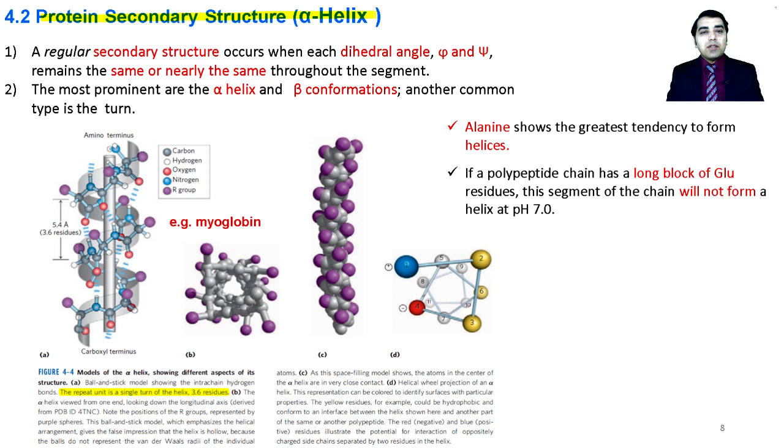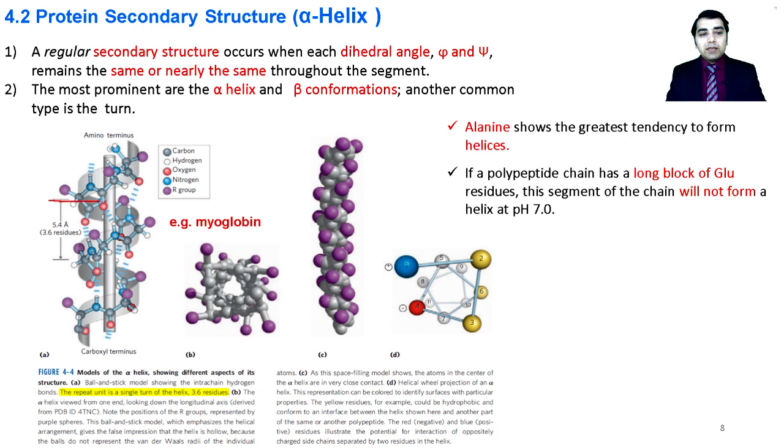Protein secondary structure, the alpha helix. We start from the alpha helix. A secondary structure in which the dihedral angles phi and psi remain the same or nearly the same throughout the segment is called the secondary structure. The most prominent are the alpha helix and beta conformation. Another common type is the turn. We can see the alpha helix here.